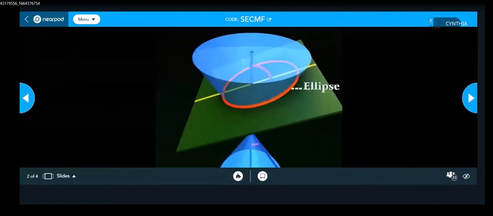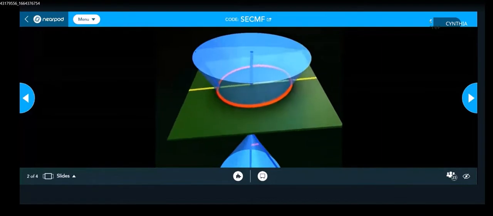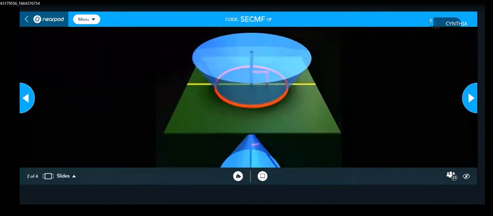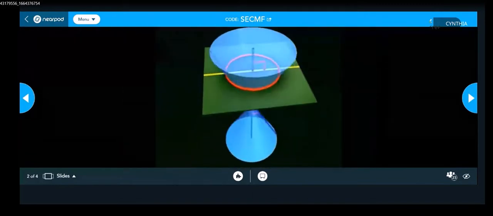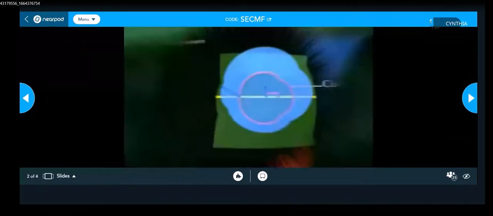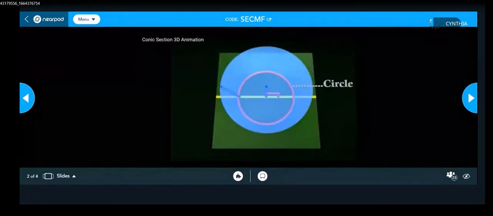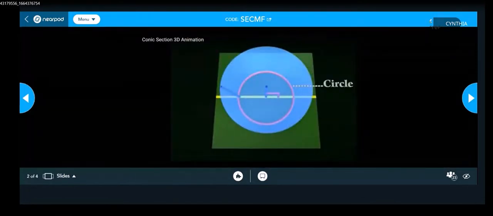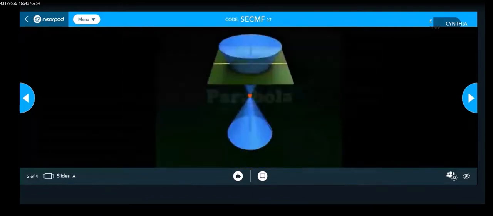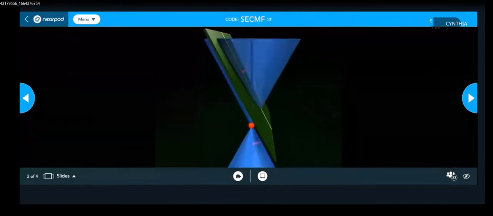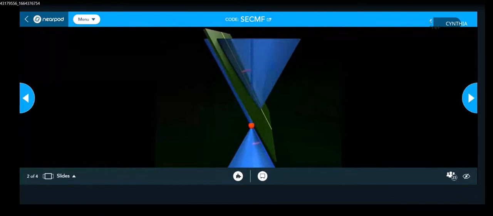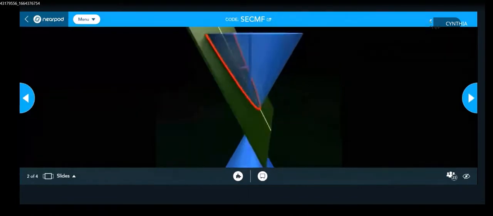When the plane is perpendicular to the axis, the ellipse becomes a circle. Remember that a circle is a special type of ellipse, just like a square is always a rectangle, but a rectangle is not always a square. A circle is always an ellipse, but an ellipse is not always a circle. Parabola. When the angle made by the plane to the vertical axis is exactly equal to the vertex angle, we get an open curve called a parabola at the intersecting surface of the cone.